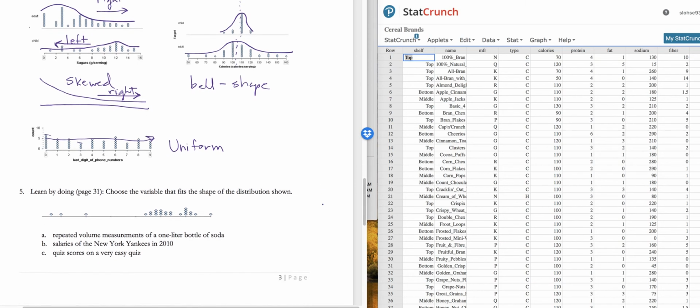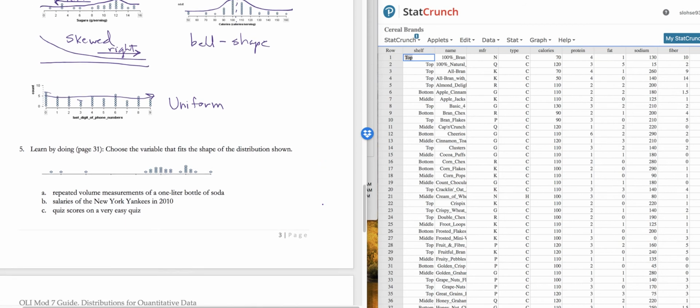Okay, let's take a look at this learn by doing activity I have here that goes along with page 31 in OLI. They want us to pick out the variable that best represents the shape of this distribution. So first off, let's examine the shape of this distribution. We have a lot of very high data. We've got a little bit of that data pulled out to the left. So this would be a skewed left distribution.